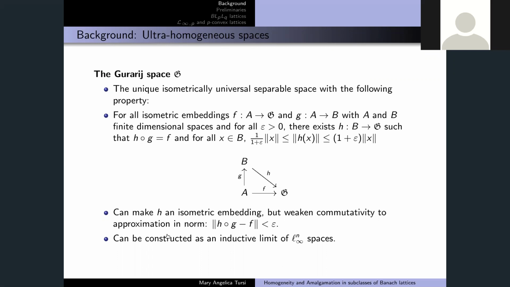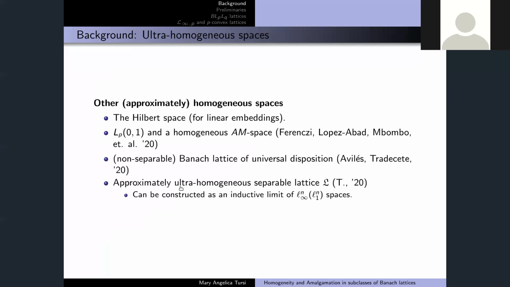And one interesting thing about it is that it can be constructed as an inductive limit of L_infinity^n spaces. In fact, this kind of construction is one of the earlier constructions for the Gurariy space itself. But obviously with ultrahomogeneity, we don't have to limit ourselves to Banach spaces. We can look at other classes and the appropriate maps. So I'll just give a brief outline of some of those spaces.